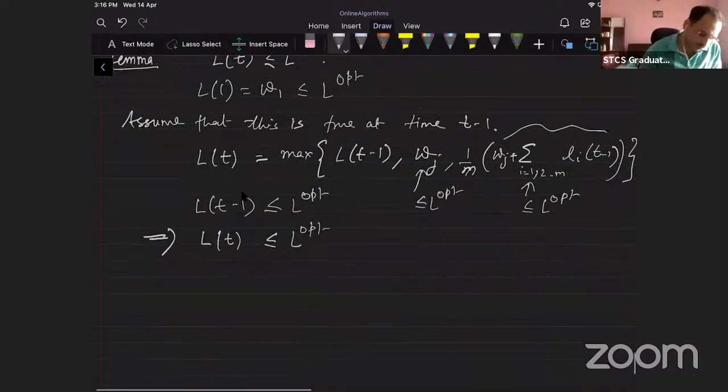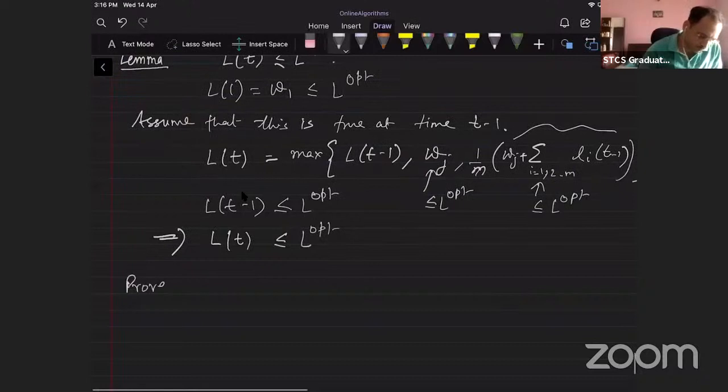So now we are ready to prove the theorem that the competitive ratio of Robin Hood is 2 times square root M. Any questions?